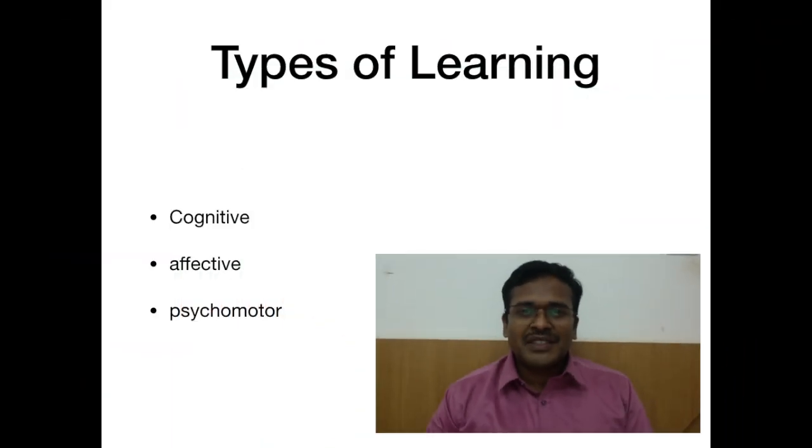This chapter basically deals with communication for health education, and we all know learning happens in three domains. So, what are the types of learning? Cognitive, affective, and psychomotor. Cognitive domain deals with adding new knowledge to the existing knowledge.